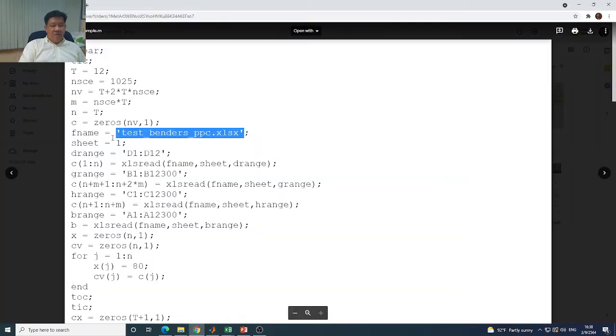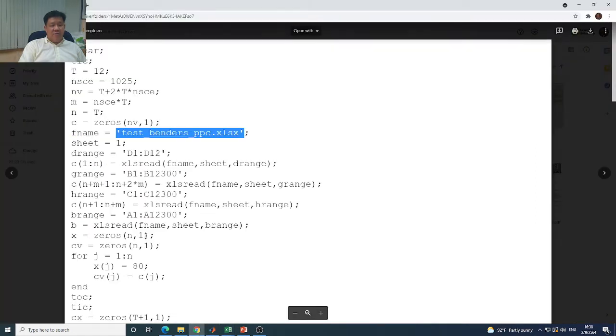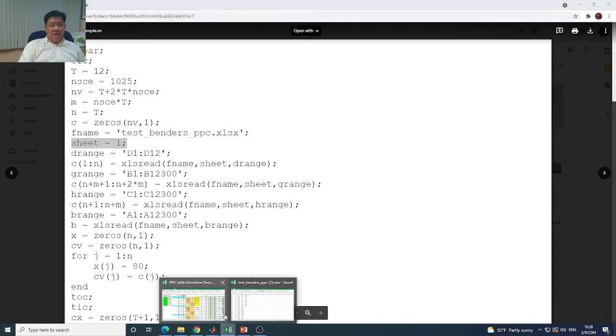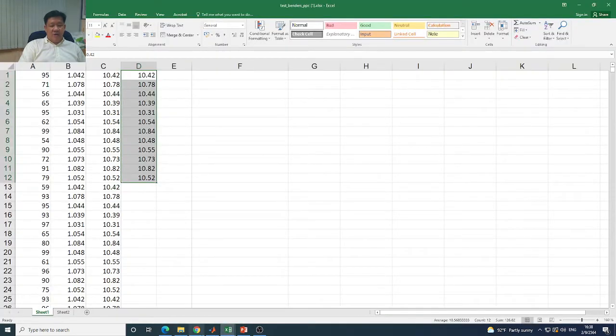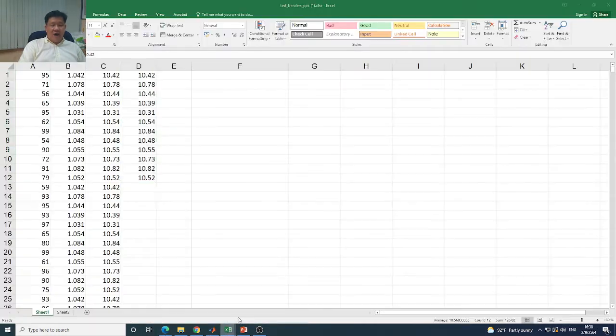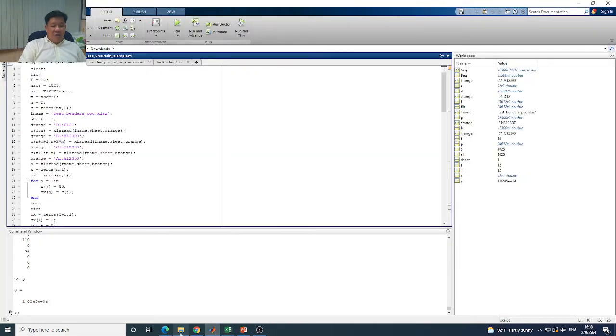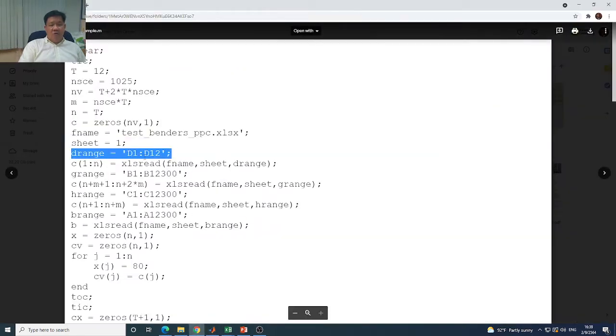So actually this is the same program as we look at here, but this one has a smaller character size, so it's better to explain down here. Sheet is sheet number 1, because in the Excel file the input data is in sheet 1. And the range, this is the range of D. First of all we identify the range. If you look at the file here, this is the one. You want the 12 rows from column D, row 1 to row 12.